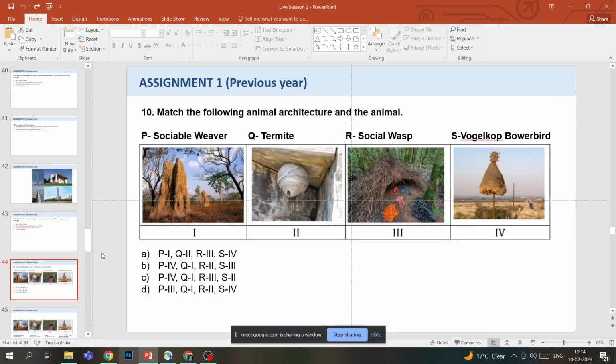Next question. Because the last unit was about the architecture of animals, which was extensively covered, we had seen different examples from different animals, like the weaver birds, the termites, the honeybees, wasps, spiders, ants, and other things. So this question is from that part.